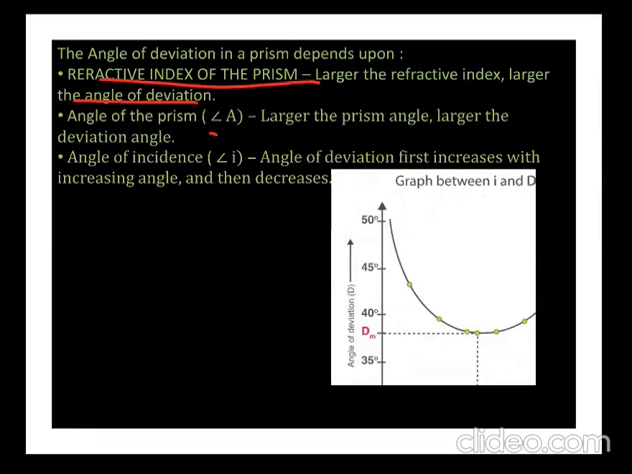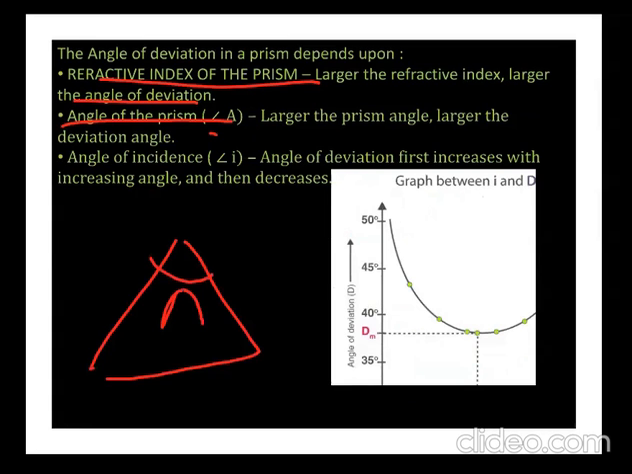Second, it depends upon the angle of the prism. We know the angle of the prism, right? The angle between the 2 lateral faces of the prism, right? That was angle A. So larger the angle, larger will be the deviation. So angle of deviation is directly proportional to refractive index and it is directly proportional to angle of prism, right?